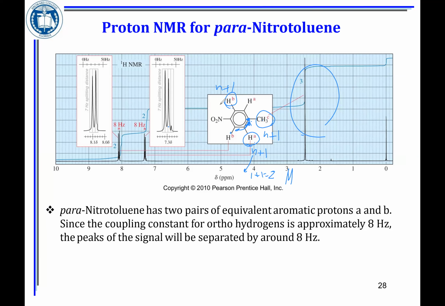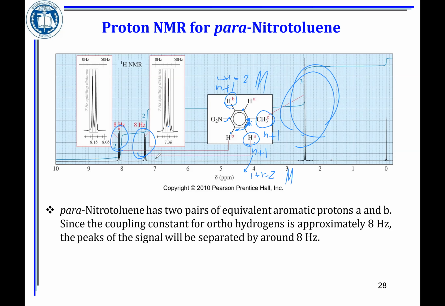What are you counting? You are counting the number of hydrogens on the adjacent carbon. How many hydrogens do you have on this side? 0. How many hydrogens on the right side? 1. So it's going to be 1 plus 1, and that is 2. So you would get a doublet. That's why you have a doublet, and a singlet for the CH3.